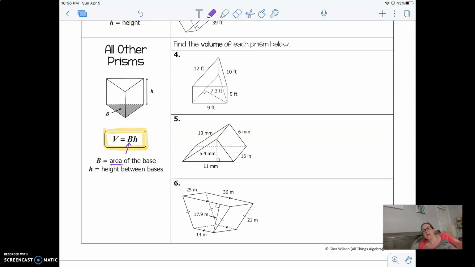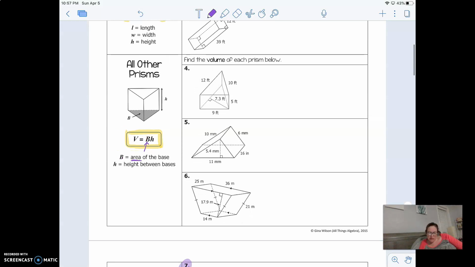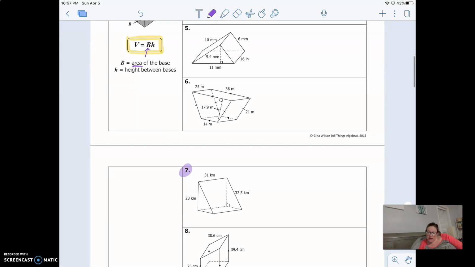Trapezoid base. So similar to the surface area lesson that we did, you're going to have different types of bases for your prisms, but they use the same formula in general. It's just that capital B changes depending on the kind of prism. So I'm going to skip down here and we'll do number 7 together.